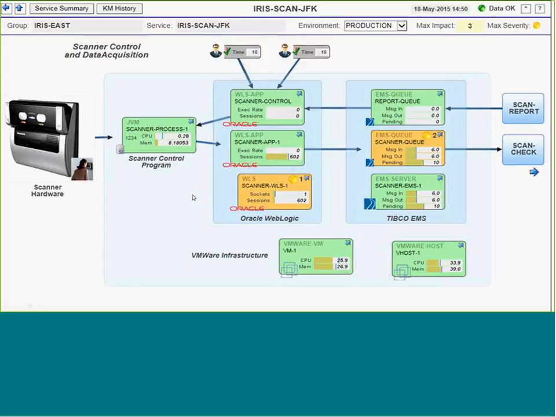Also, your operational people, who have a huge range of things to support, would not understand the flow or the dependencies within the application. But when looking at this screen, I think it's pretty intuitive.